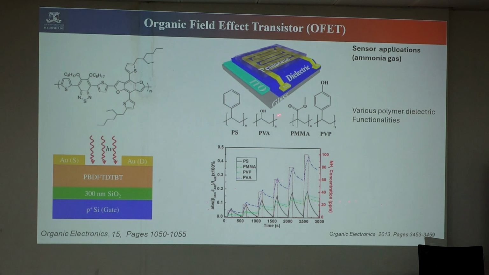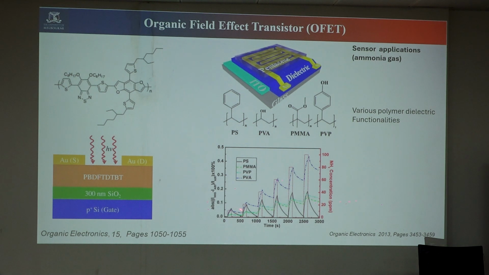In this one, with the same OFET structure, they use different dielectrics like polystyrene, PVA, PMMA and PVP. Then they use the OFET to detect ammonia gas. With the different dielectric values, they got different switching conditions.